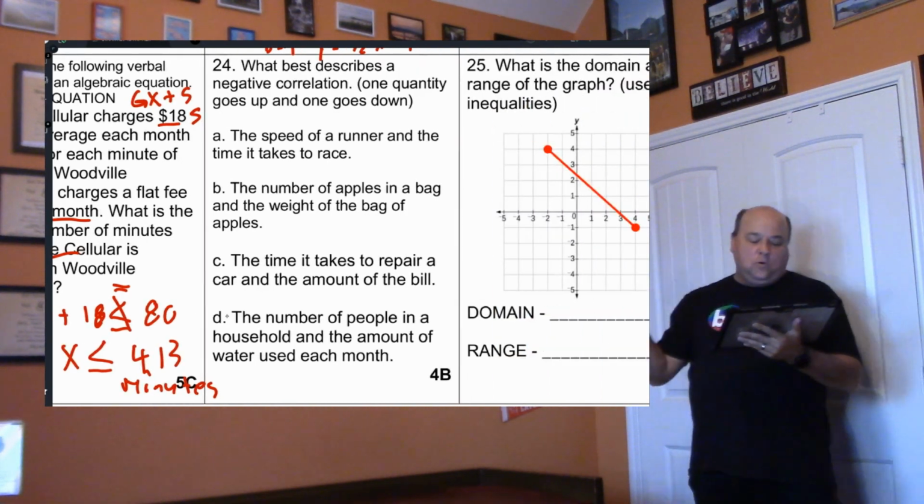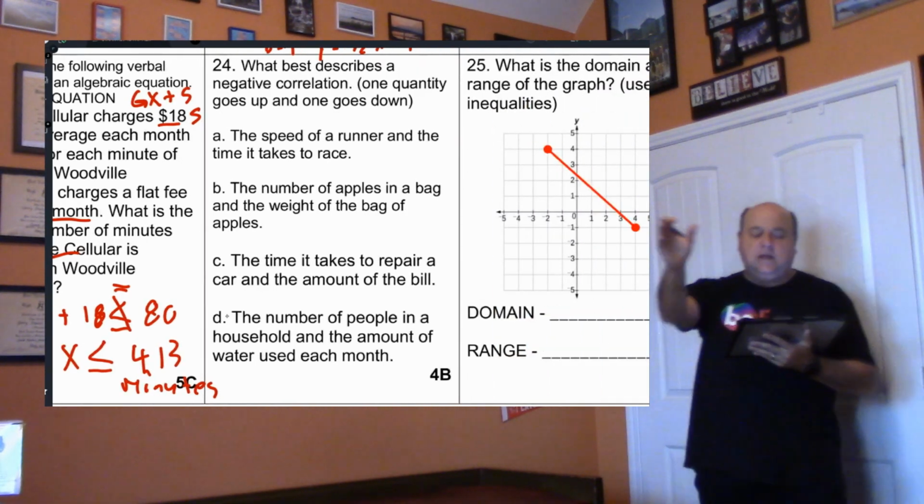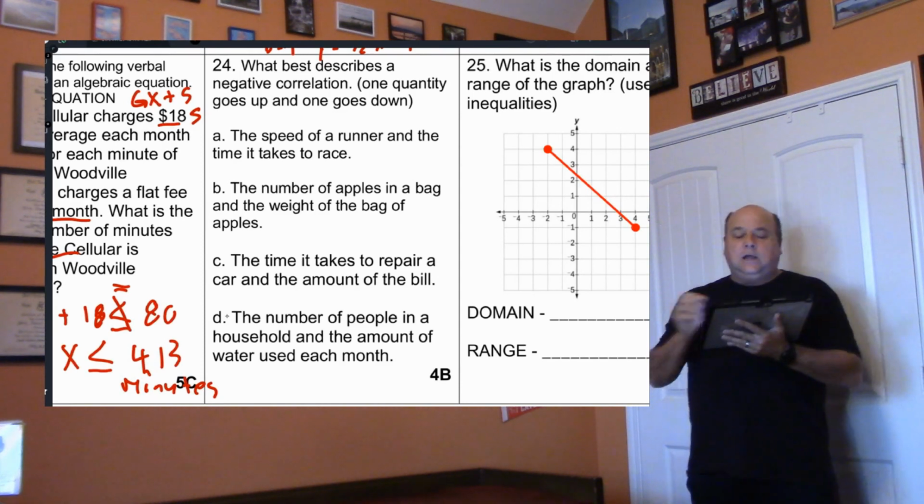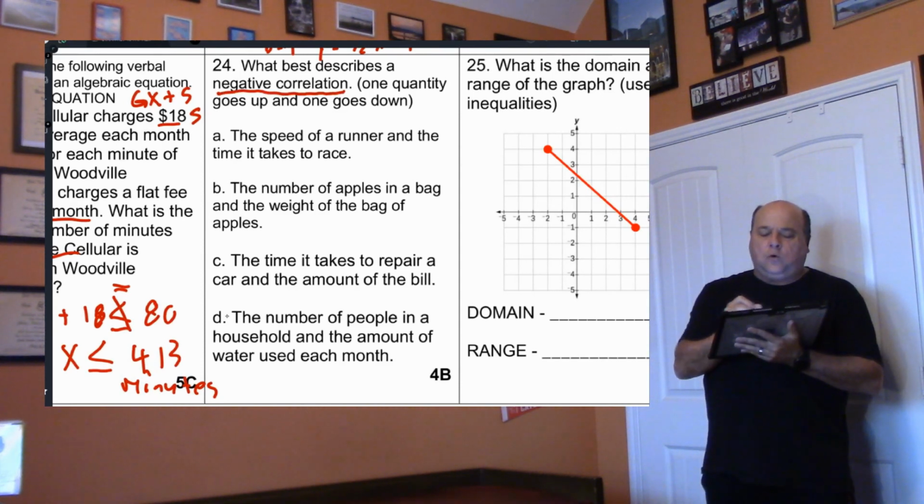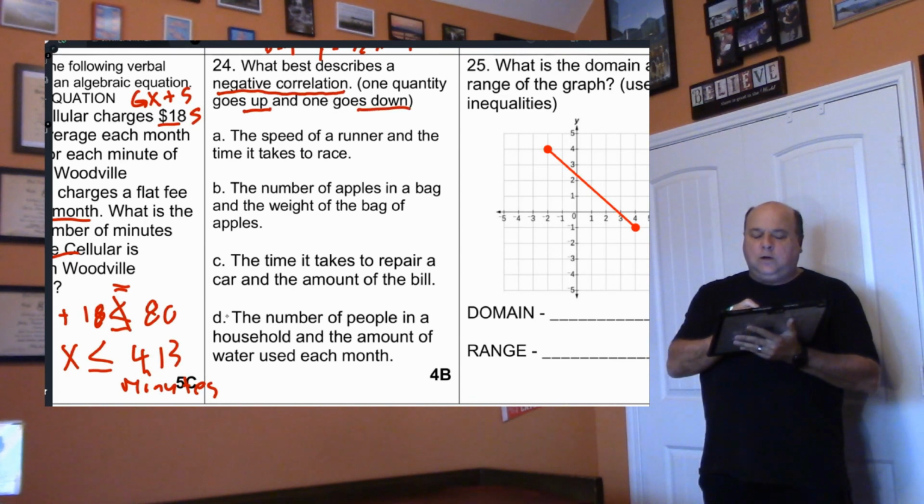Go to number 24. This is a long video, okay? Thank you for staying with me. Okay, what best describes a negative correlation? One goes up, one goes down. The speed of a runner and the time it takes to race. Think about this. The faster the speed goes, the quicker the race, right? That would be a negative correlation, wouldn't it?